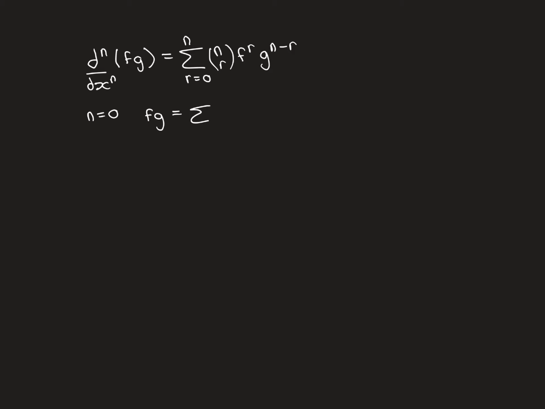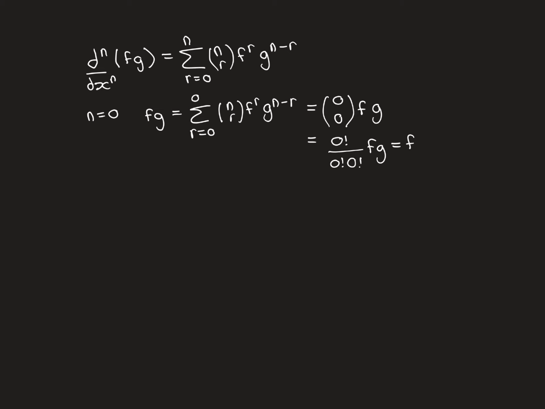So looking at the right hand side now, we've got the sum from r is equal to 0 to 0 of n choose r, f^(r), g^(n minus r). So there's only one term in here. It's going to be 0 choose 0 times f differentiated no times, g differentiated 0 minus 0 times, which is still no times. And 0 choose 0 is just 0 factorial over 0 factorial times 0 factorial, and 0 factorial is 1. So that gives that it's equal to f times g. 0 factorial is just equal to 1 by definition.